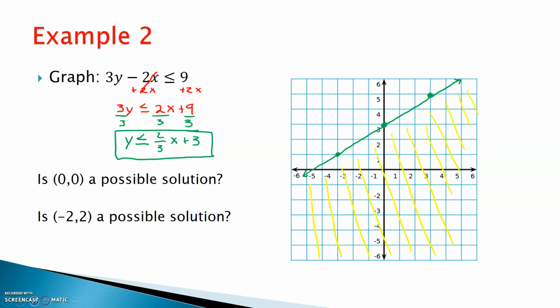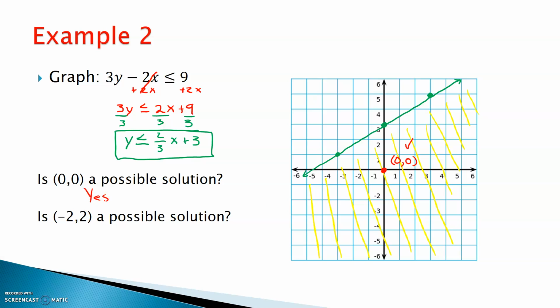Okay, let's go ahead and test these points. Let's see. First one, 0, 0. Origin one more time. Is that part of my solution? Yeah, it lands inside of the shaded area. All this is in yellow that I shaded in. That one's good. That is a solution.